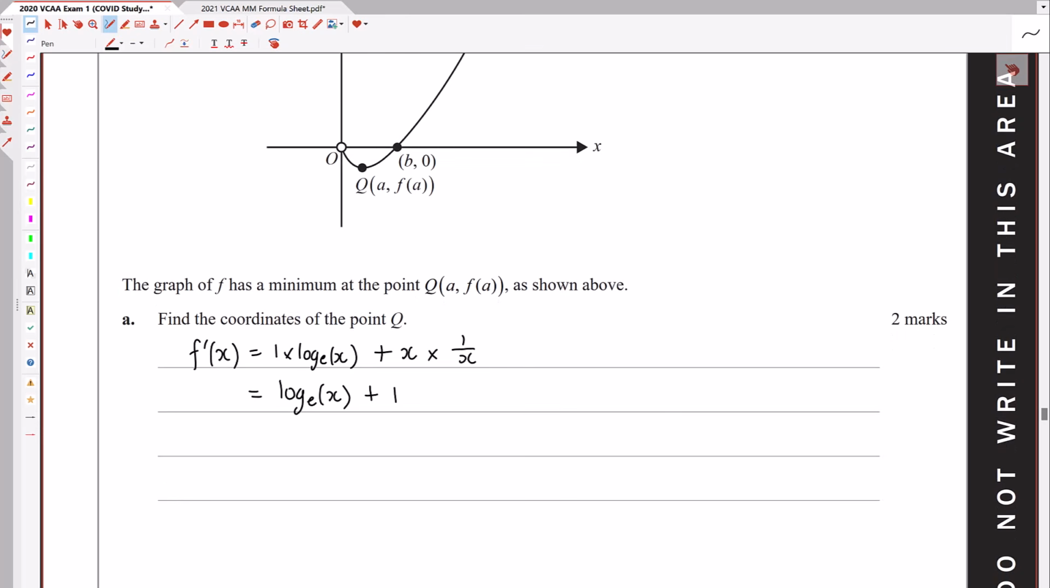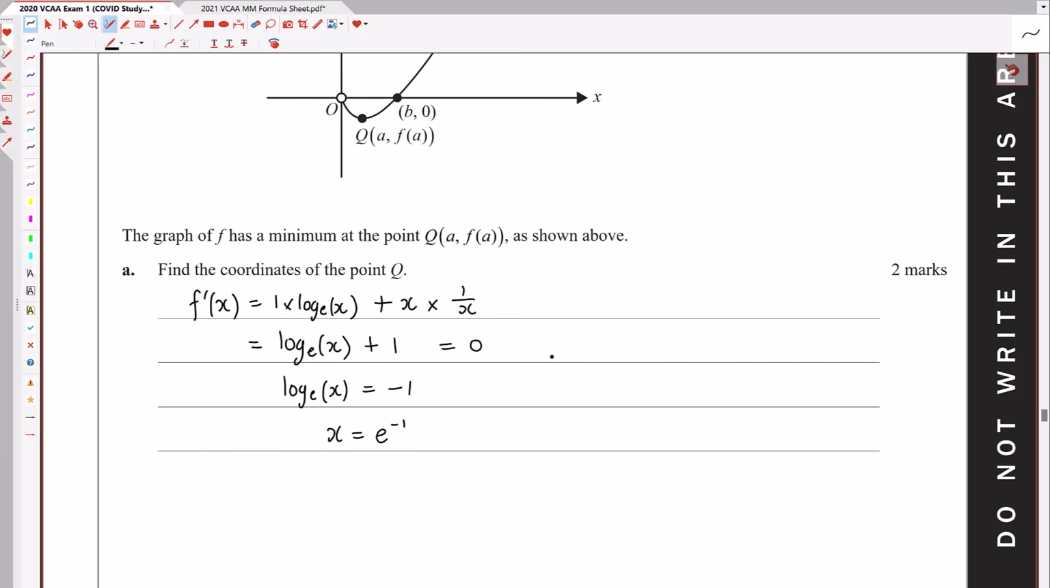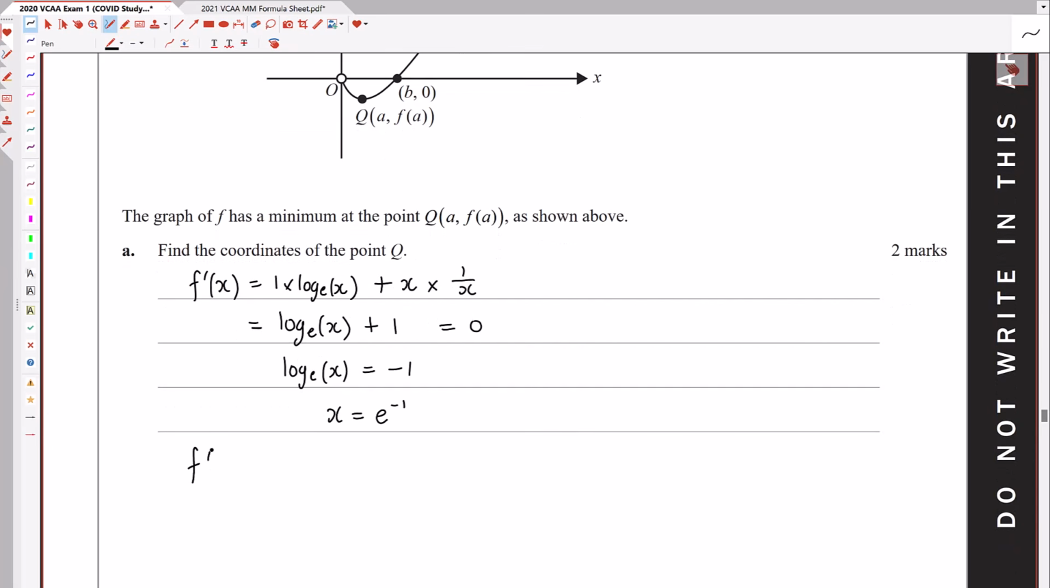And then we want to solve that equal to 0 for the turning point. So that is log e of x equals -1. Changing it to an exponential equation would mean that x equals e to the power of -1. So we want the coordinates of point Q. We've got the x coordinate, and so then we obviously want f of e to the -1, and so that is e to the -1 times log e of e to the -1.